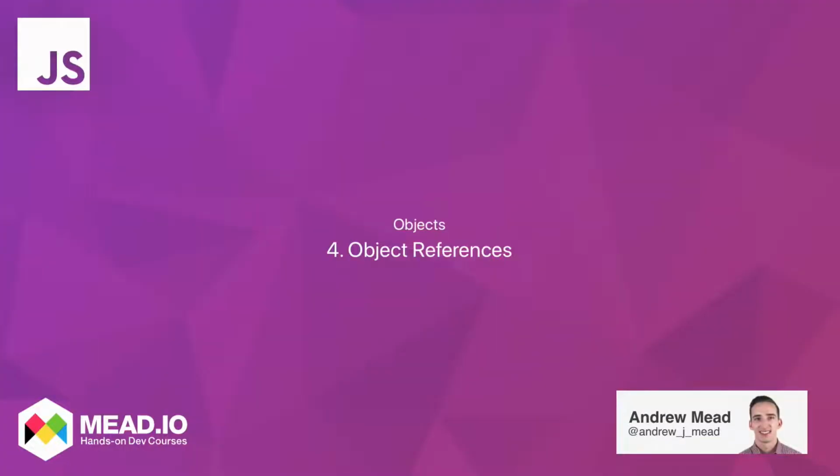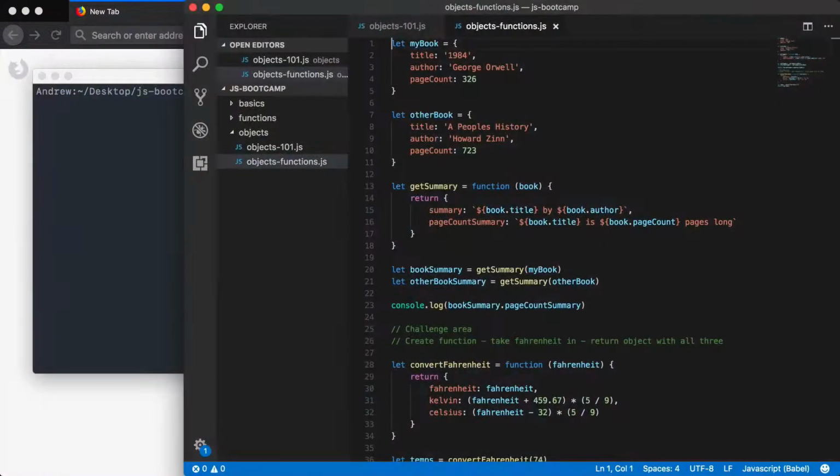In this video, I want to take a few minutes to talk about what happens when we pass objects around our program. For example, we take this other book object defined right here on line 7, and we pass it into the getSummary function. We do that down here on line 21. Inside of this function, we get access to the object as book, and we read a few of book's properties, title, author, and page count.